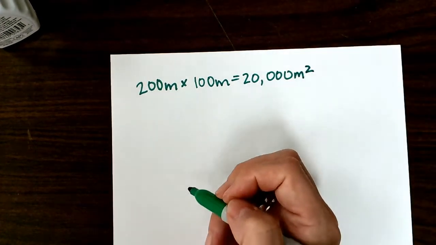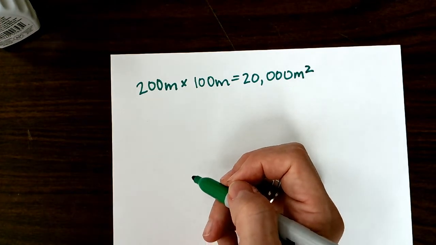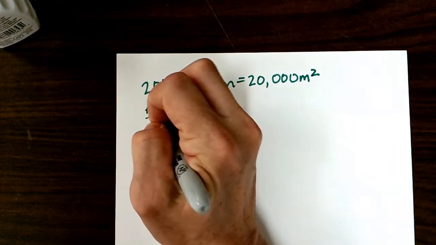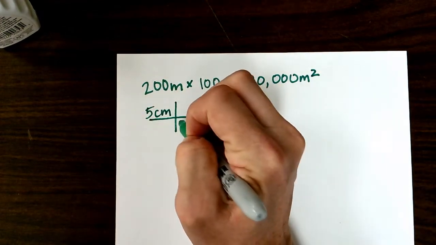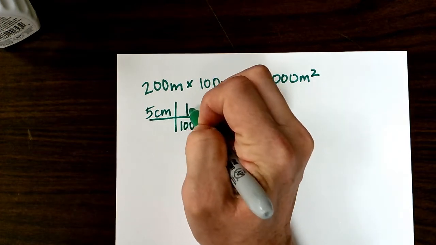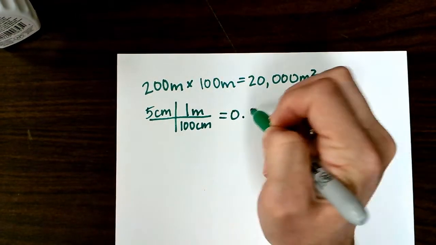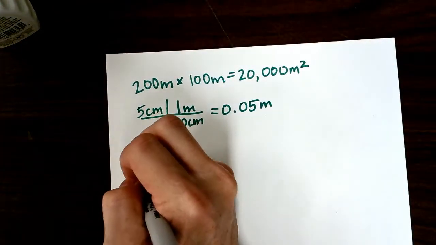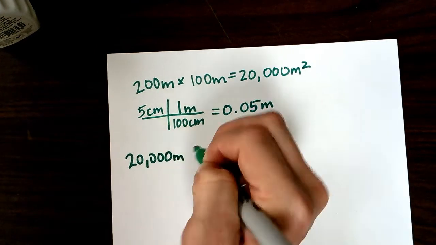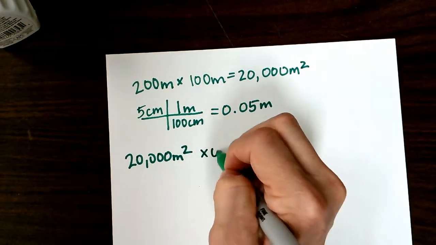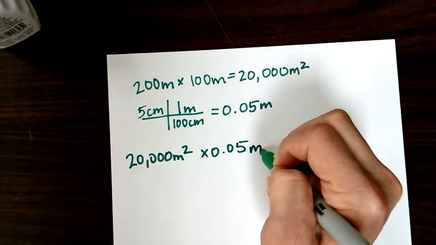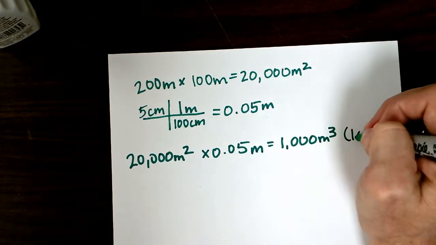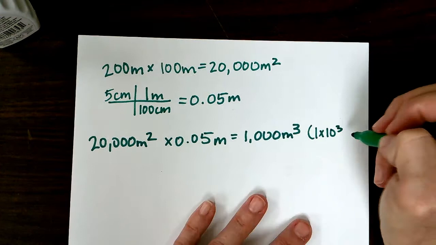And then they told us that 5 centimeters of rain fell, so we've got to convert 5 centimeters to meters so we can multiply it by this. So I set up dimensional analysis. There's 100 centimeters in 1 meter, so that's going to give me 0.05 meters. So when I multiply 20,000 square meters by 0.05 meters, I get 1,000 cubic meters, or 1 times 10 to the third cubic meters.